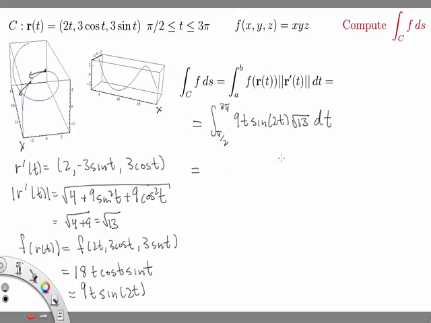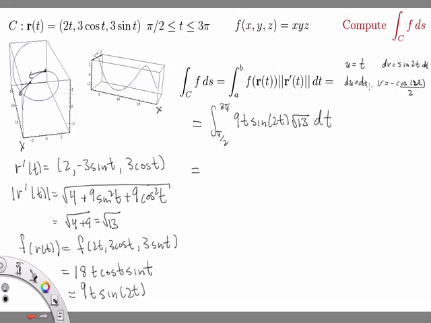Alright, so in this case, to compute the integral, we're going to have to use integration by parts. I have the product of two functions. So I'm going to let u equal t and dv equal sine of 2t dt. Now, of course, I'm not worrying about the constants. They'll stick around. So then du equals dt, and v equals negative cosine of 2t over 2.